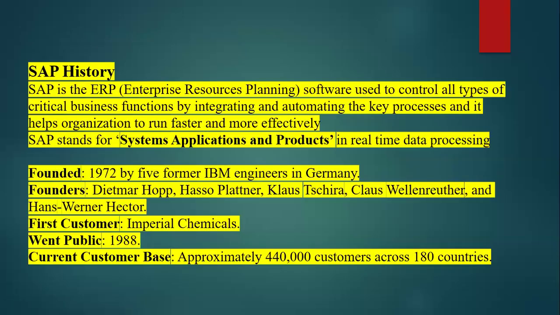Now we know that SAP is ERP software used to control all types of critical business functions by integrating and automating the key processes, and it helps organizations run faster and more effectively. SAP stands for System Applications and Products in Data Processing. It was founded in 1972 by five former IBM engineers in Germany. The founders' names are Dietmar Hopp, Hasso Plattner, and others. The first customer of SAP was Imperial Chemicals. SAP went public in 1988. The current customer base is approximately 4.4 million customers across 180 countries.